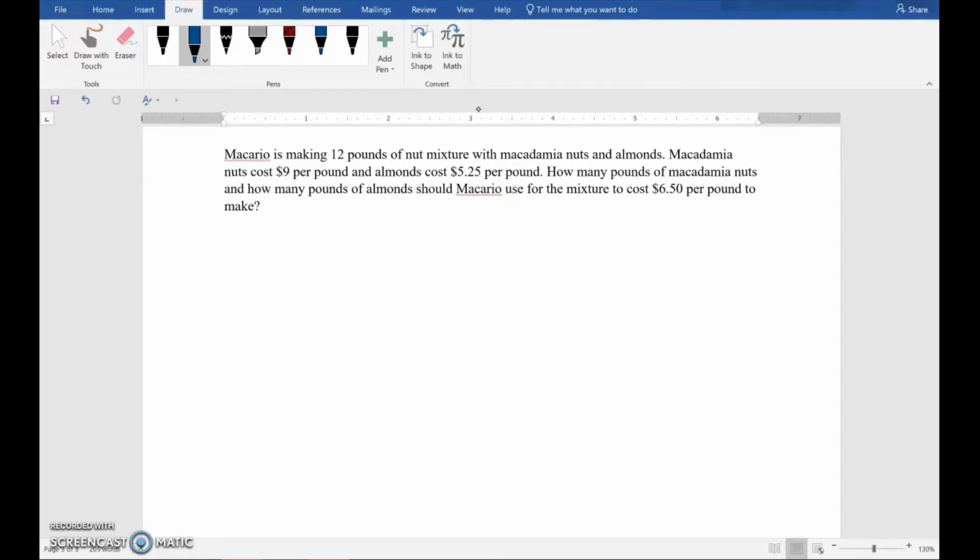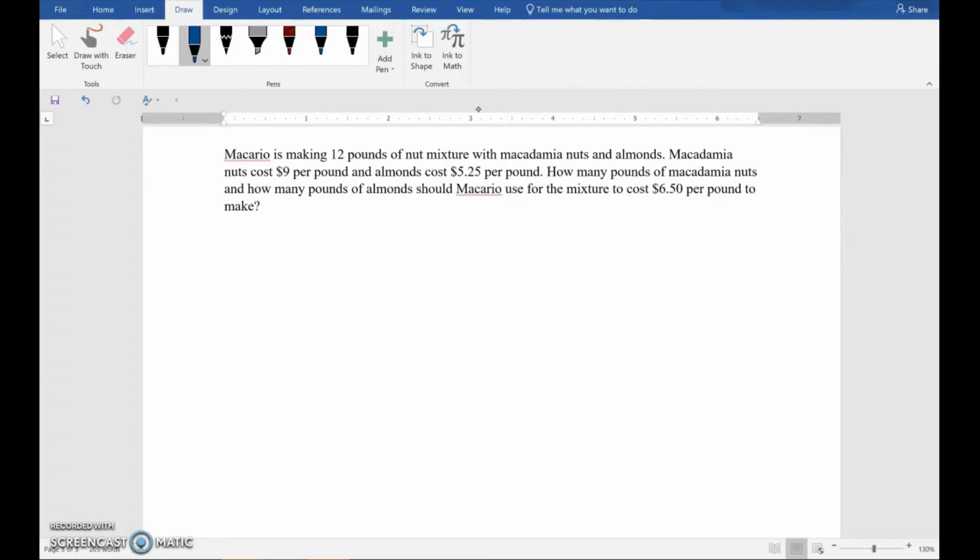Macario is making 12 pounds of nut mixture with macadamia nuts and almonds. Macadamia nuts cost $9 per pound, and almonds cost $5.25 per pound. How many pounds of macadamia nuts and how many pounds of almonds should Macario use for the mixture to cost $6.50 per pound to make?